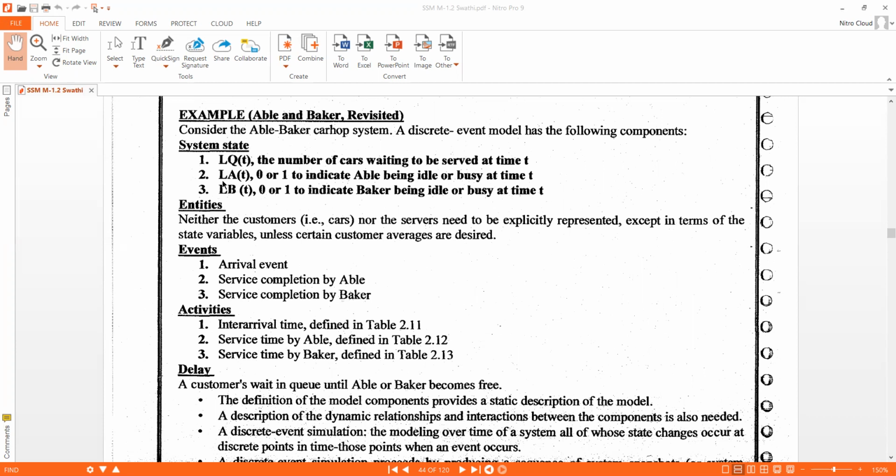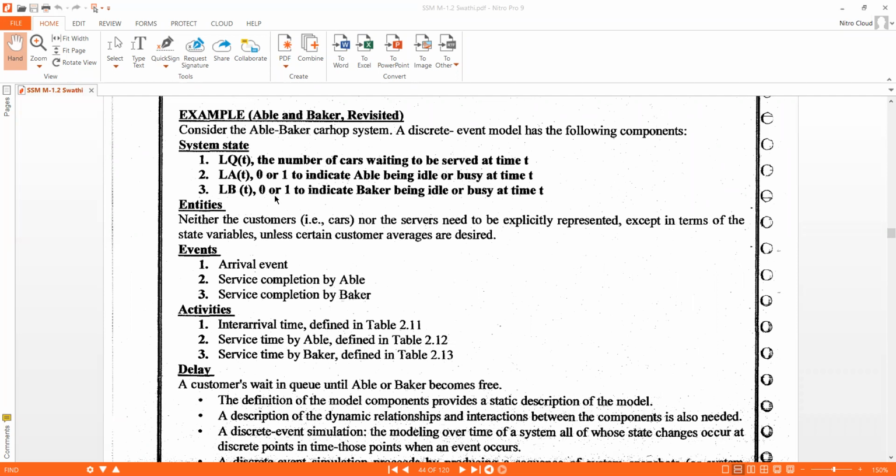Another system state is LA of T. LA of T will be 0 or 1 because it is a single server system. It is 1 or 0 to indicate Able being idle or busy at that time. LA specifies Able's service status, whether Able is servicing or not. If Able is idle, it will be represented as LA of T equals 0, and if Able is busy servicing some customer, at that time LA of T will be represented as 1.